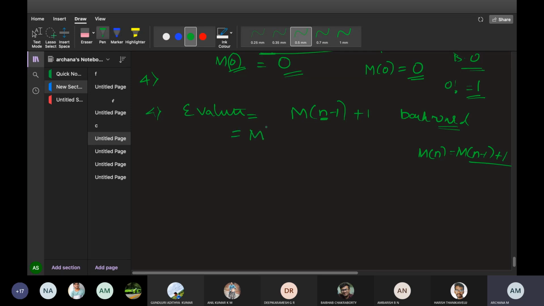The first one, tell me what you will get. In place of m of n minus 1, I'll put m of n minus 1 plus 1. Tell me, evaluate. Minus 1, put it over here. That's all. How much will you get?